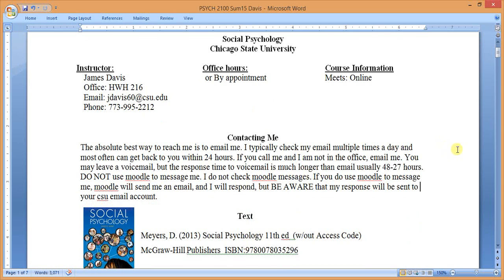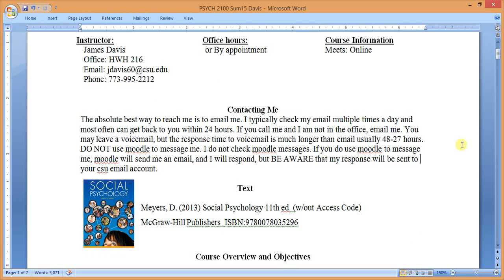The absolute best way to get a hold of me is to email me. I'm typically checking my email multiple times a day. During the summer on Tuesdays and Thursdays between the hours of 8 a.m. and about 3 p.m., I will probably be sitting in front of my computer working. And if you send me an email during those hours, I can probably get back to you within 24 hours. Weekends, I check my email a little bit less frequently, sometimes up to 48, 72 hours.